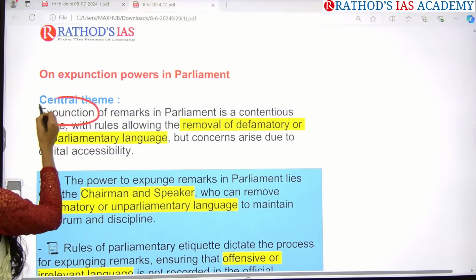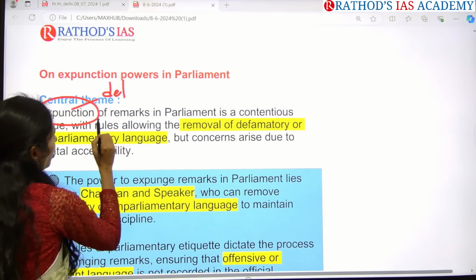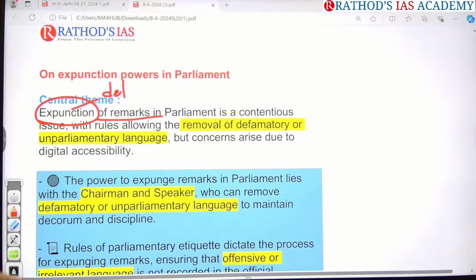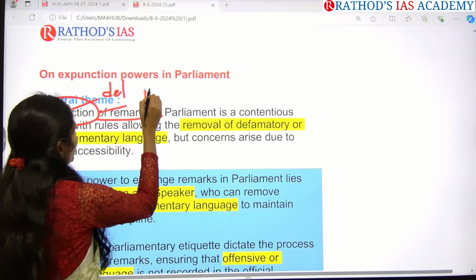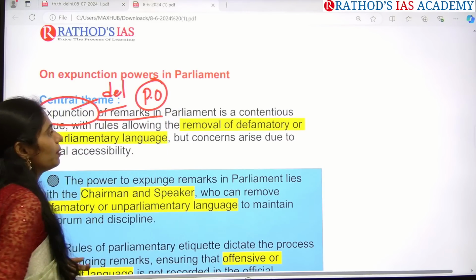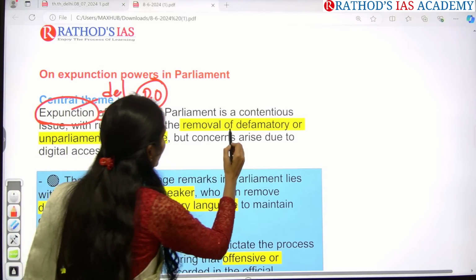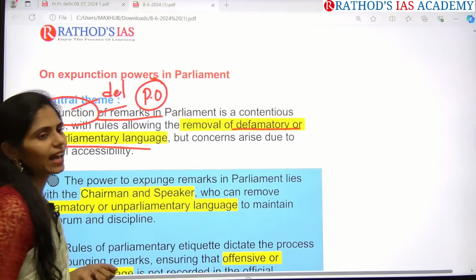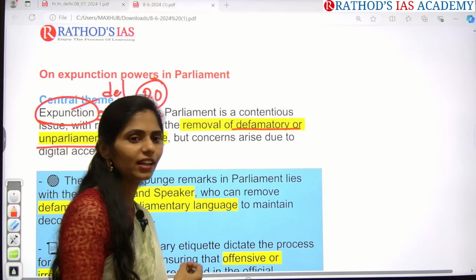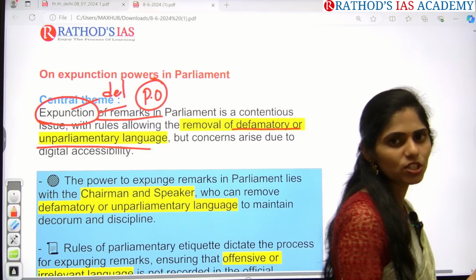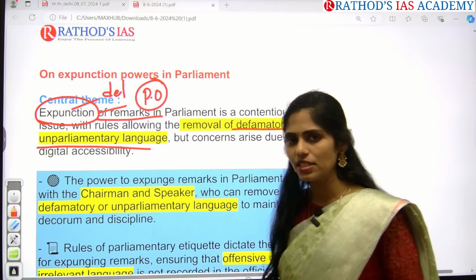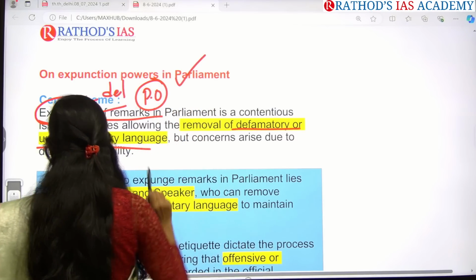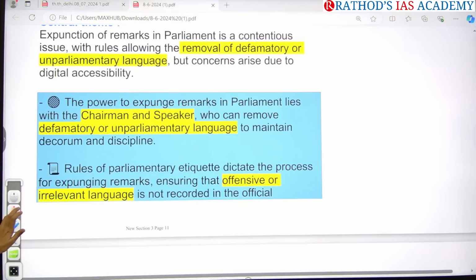Expunction, the deleting or erasing of remarks in Parliament, is a contentious issue now. This is the power present with the presiding officer, it may be the Speaker or the Chairman, for removal of defamatory or unparliamentary language. If you are using any unparliamentary or abusive language in the house, those clips can be deleted or erased. That power is present with the presiding officer, the Chairman or the Speaker.